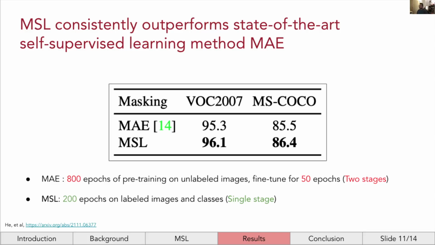We also compared MSL against a self-supervised learning method, masked autoencoders. In this case, we also found that masked supervised learning outperforms this method. It is also noteworthy to mention that masked autoencoders is a two-stage learning framework, whereas MSL is a single-stage learning framework.